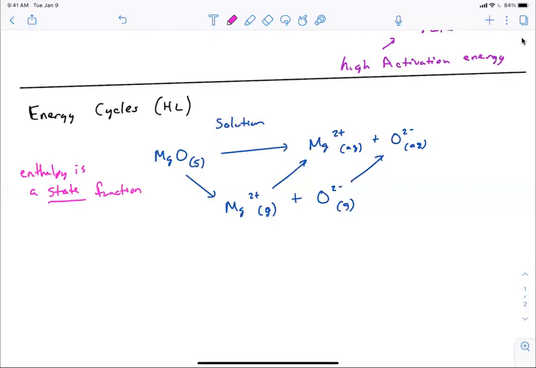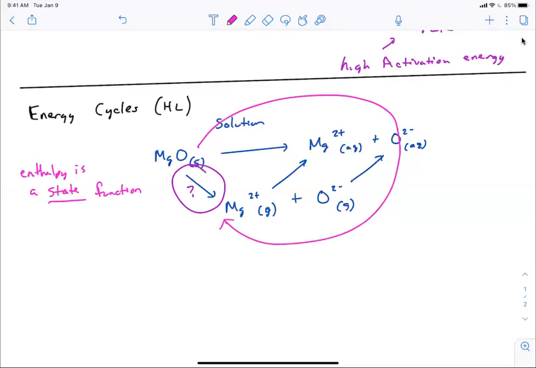So when I'm doing energy cycles, especially for HL, and let's say I wanted this value right here in this energy cycle. I'm going from MgO(s) to Mg2+ and O2-. The way I do it is I draw an arrow from the reactants to the products in the alternative pathway. So what I say is, well, that purple arrow is one way, but this is the other way. Y'all see what I did there? Okay. And what's nice about that is if I draw it that way, then all I have to do is make the arrows match that arrow and it'll always work.